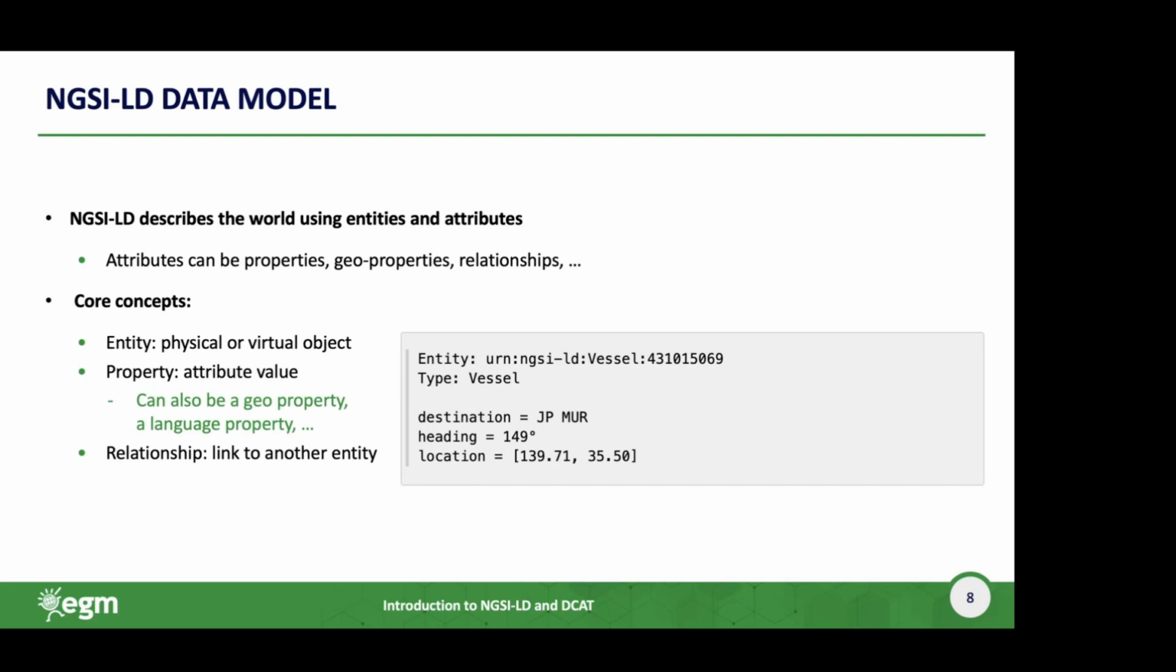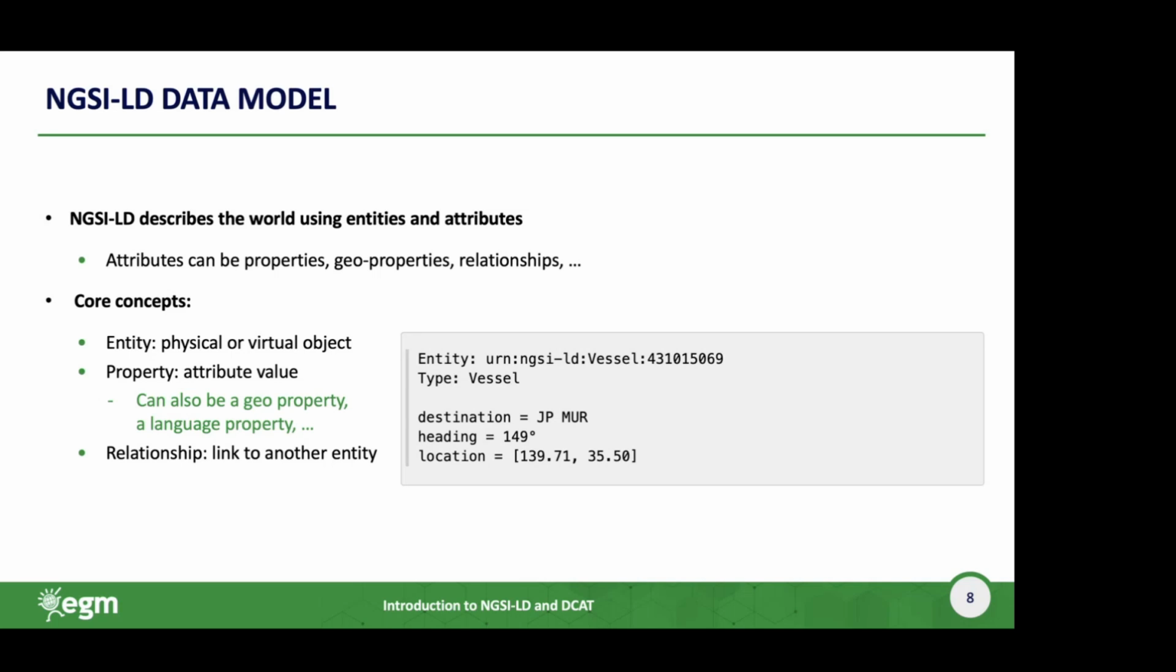From a more technical point of view, NGSI-LD describes the world using entities and attributes. Attributes can be properties, geo-properties, relationships, and so on. The core concept behind this is that an entity can be any physical or virtual object. So like I said before, it can be anything.